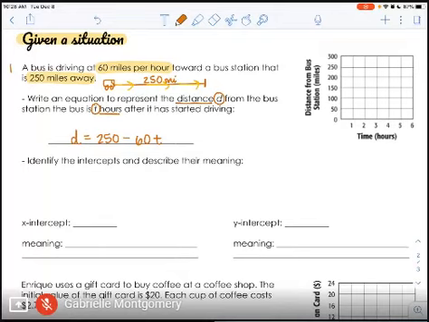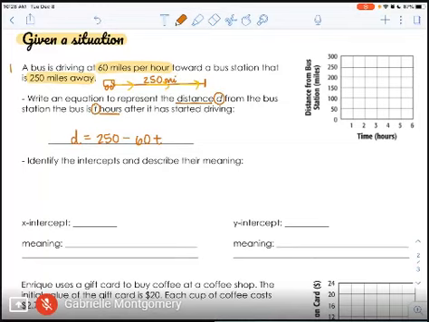But after 1 hour, if I plugged in 1 for T, I'd have 250 minus 60 times 1, which is 60. So I would have a distance of 190. That makes sense. After 1 hour, my distance would be shorter. It would be only 190 miles. If I plugged in 2 for T, I'd have even less and less distance. So this equation represents my distance from the bus station after I've started driving.